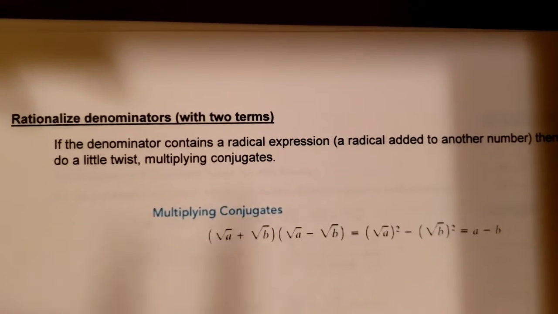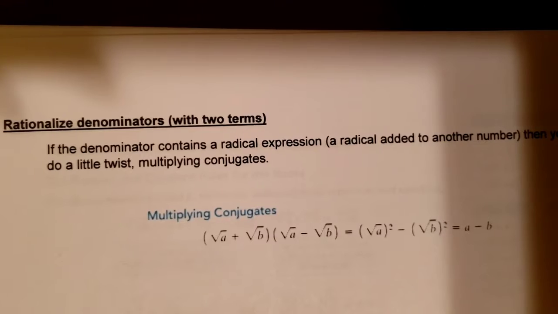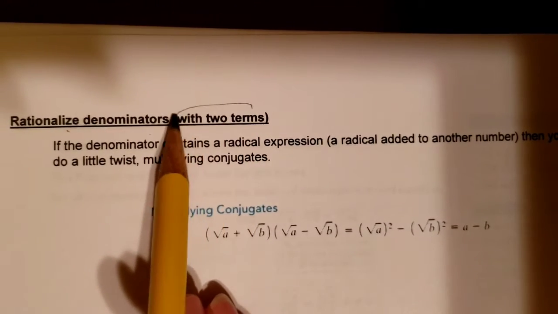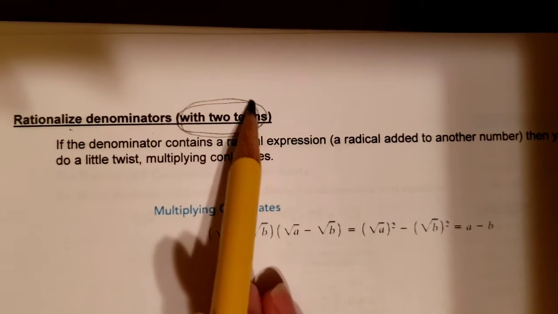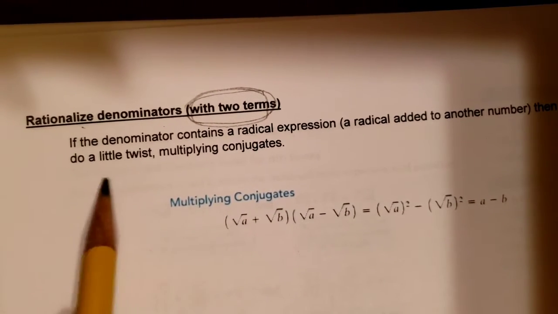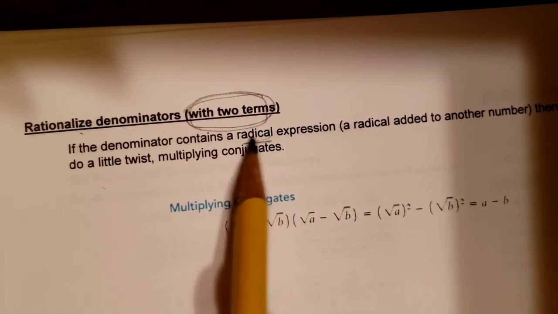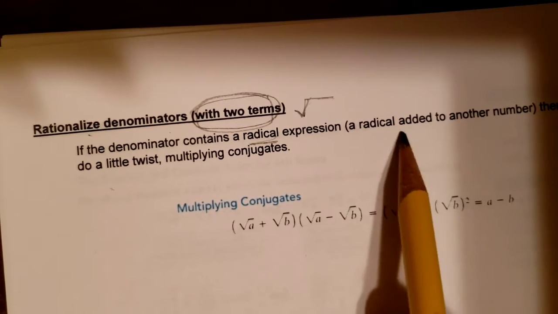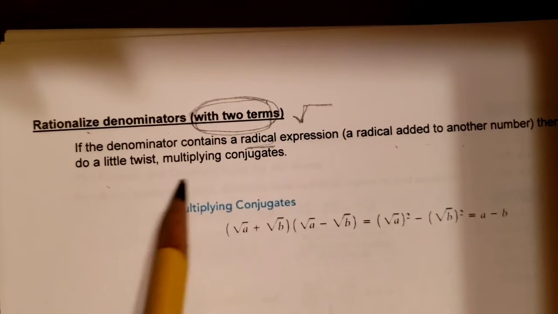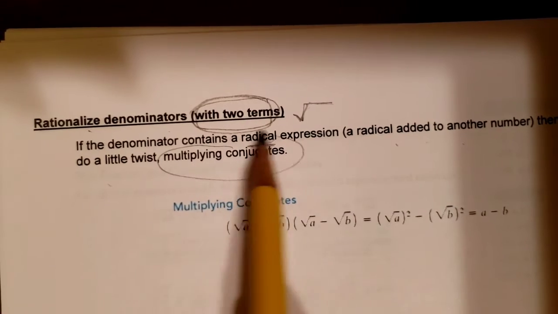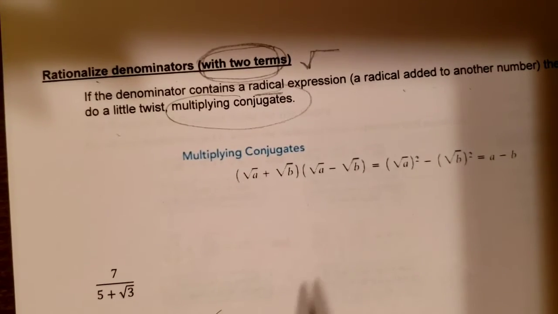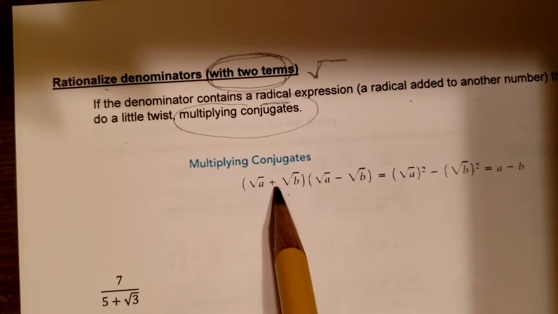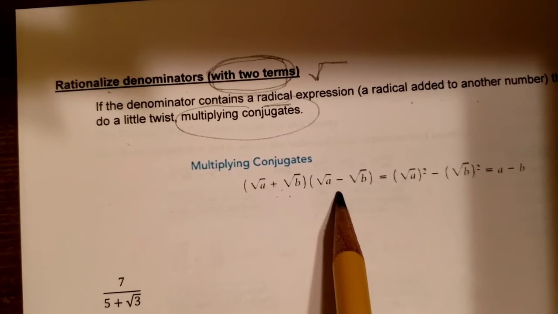Okay, so this second part of radicals and rational exponents is going to start off with us rationalizing denominators. The denominators will have two terms when this is something that we have to do, okay? So the denominator contains a radical, expression, a radical added to another number, then you must do a little twist, and that is multiplying conjugates here. So what ends up happening here is you're going to change the sign in the middle. So if it's addition, you're going to multiply by a subtraction in the middle.